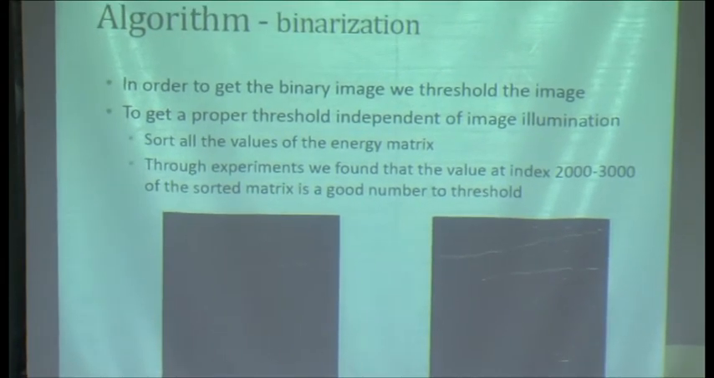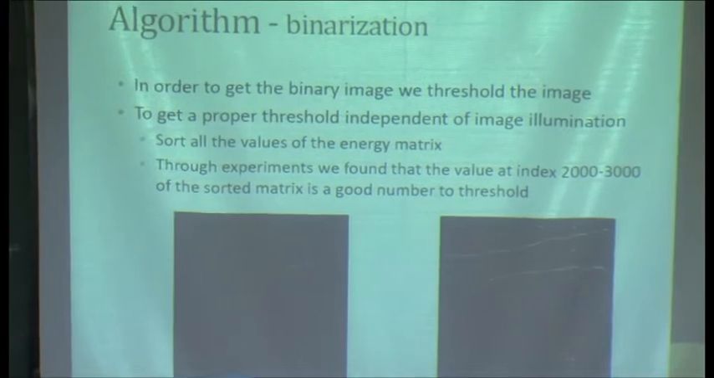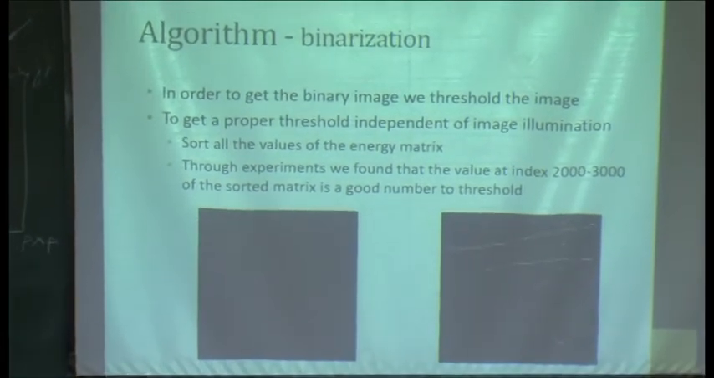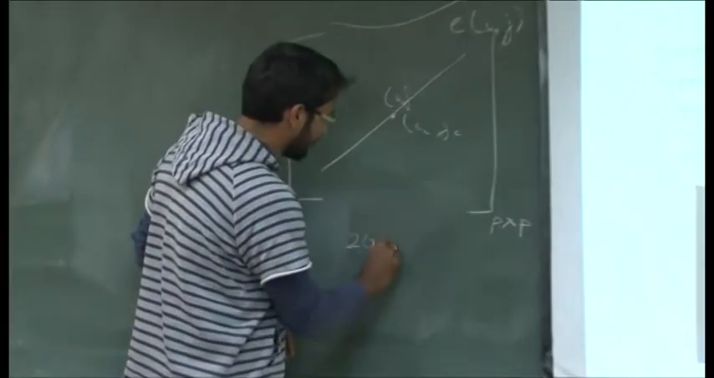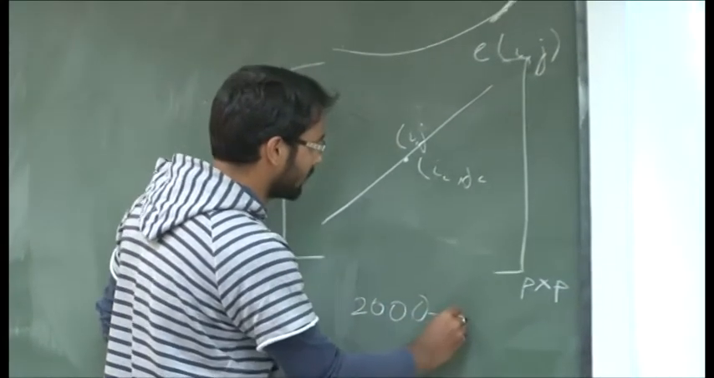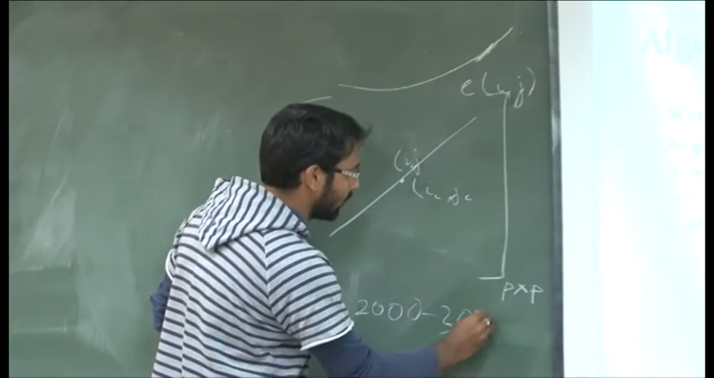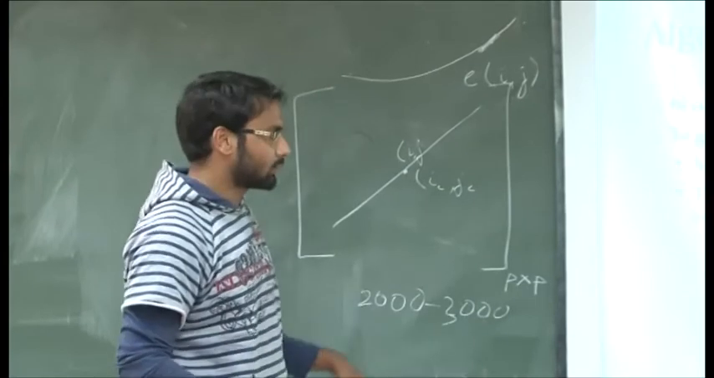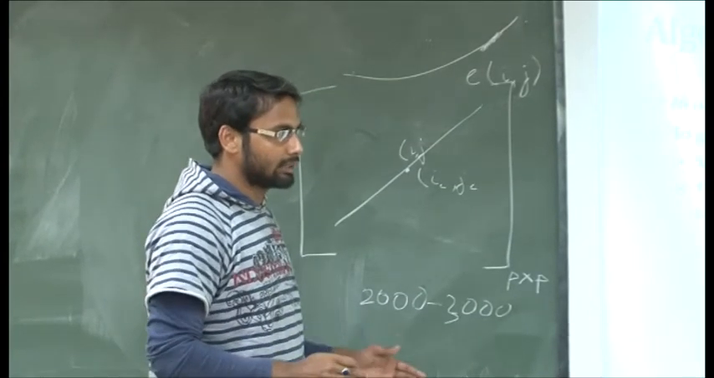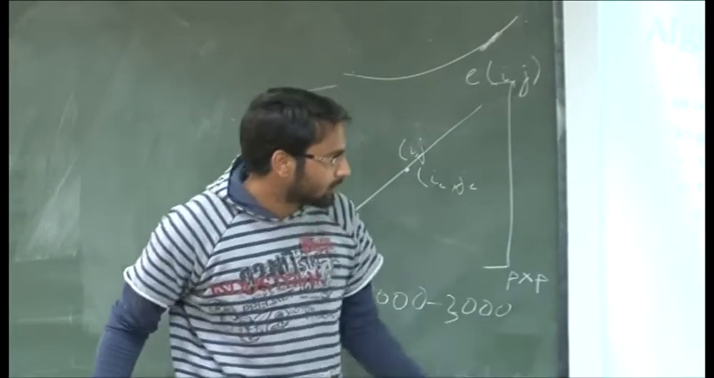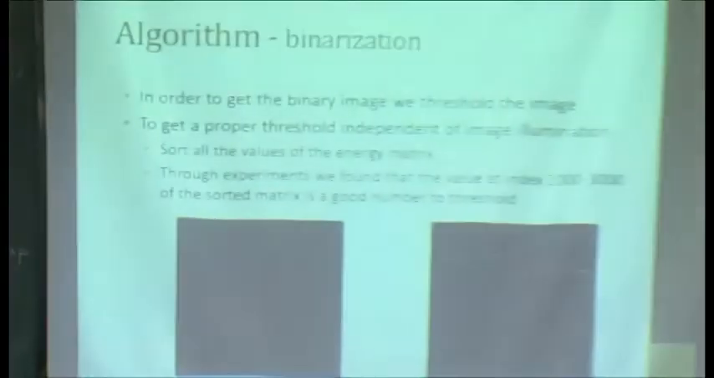The thresholding is not automatic. All the values are sorted into a vector, and experimentally it was observed that the index 2000 to 3000 was good for thresholding, using the value stored at this index. So using that, the thresholding was done.